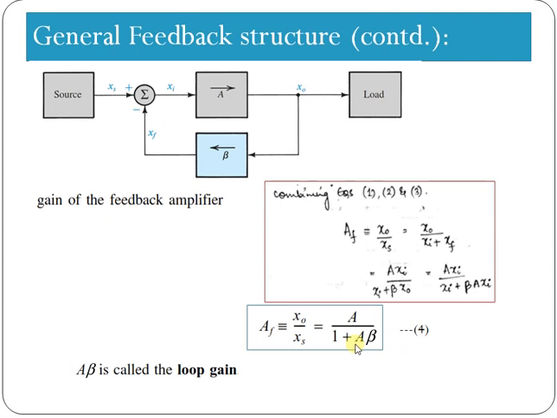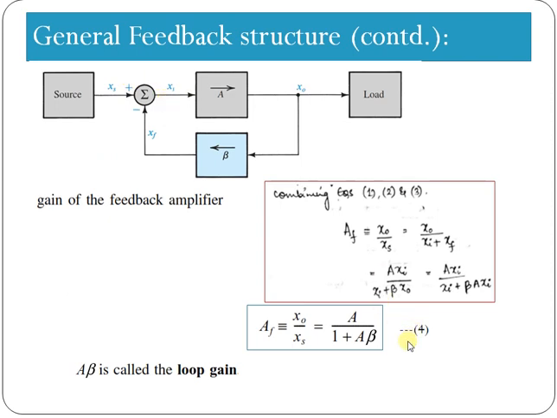So for a feedback to be negative, the loop gain A beta must be a positive value. What it means is that the feedback signal Xf that you have should have the same sign as that of the XS, thus resulting in a smaller difference signal Xi.